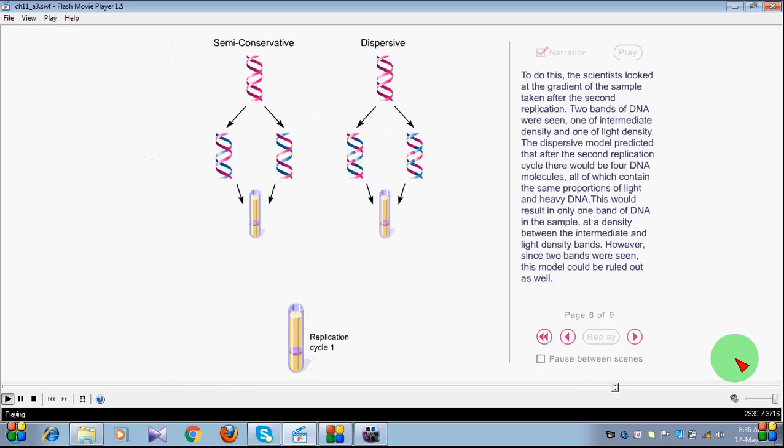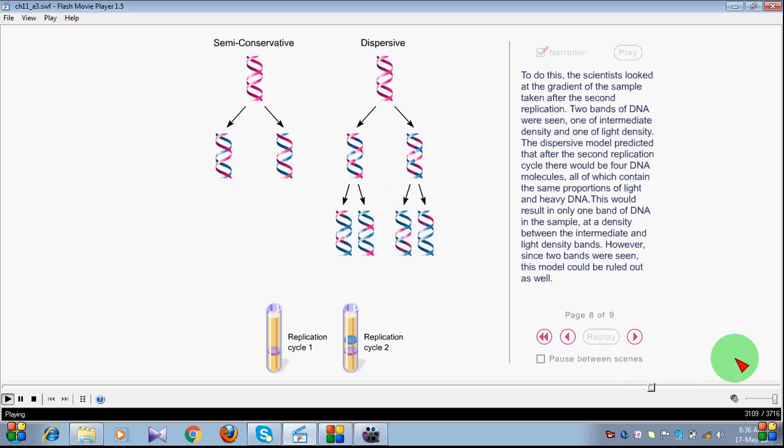To do this, the scientists looked at the gradient of the sample taken after the second replication. Two bands of DNA were seen, one of intermediate density and one of light density. The dispersive model predicted that after the second replication cycle, there would be four DNA molecules, all of which contain the same proportions of light and heavy DNA. This would result in only one band of DNA in the sample, at a density between the intermediate and light density bands. However, since two bands were seen, this model could be ruled out as well.